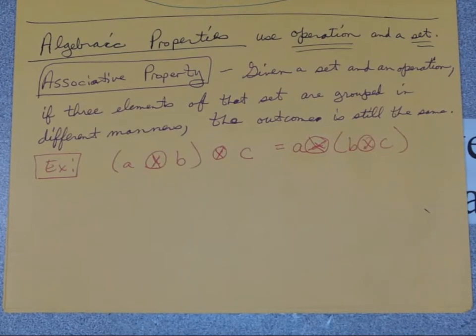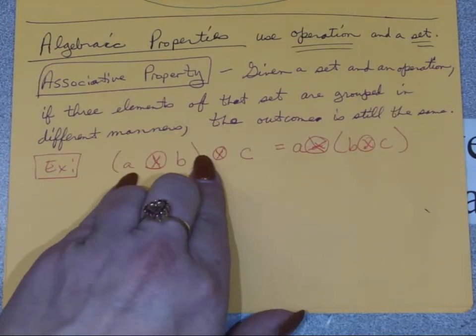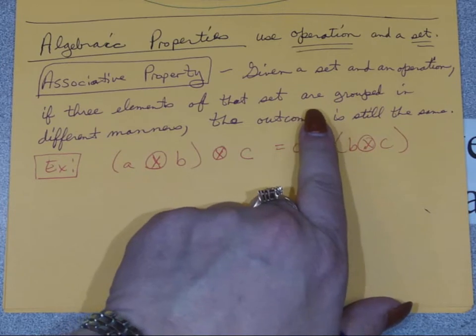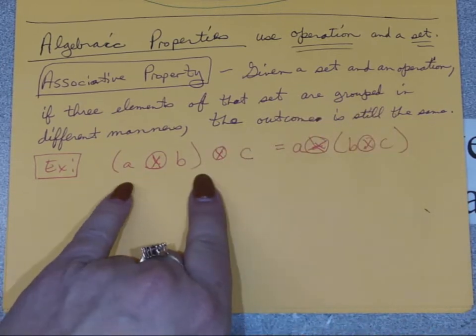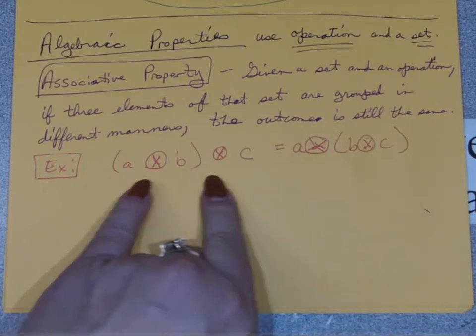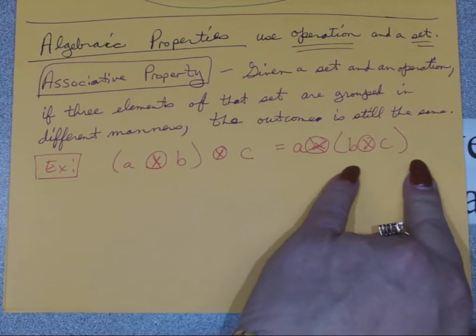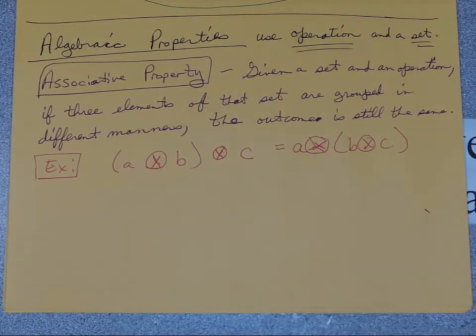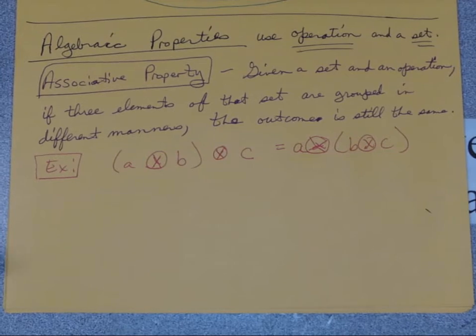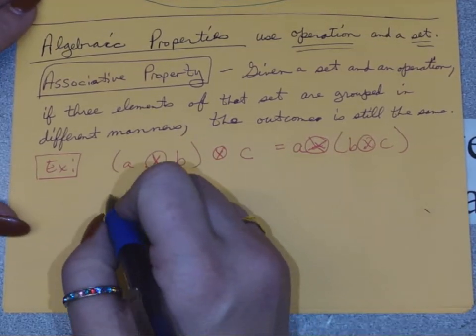And this time we move the parentheses. So you'll notice the grouping, we're saying they're grouped in different manners. So move the grouping from A and B to B and C. So we're grouping them differently, right? So the operation there looks a little unusual, so let's put it in terms we know, right? So how about operations we know?